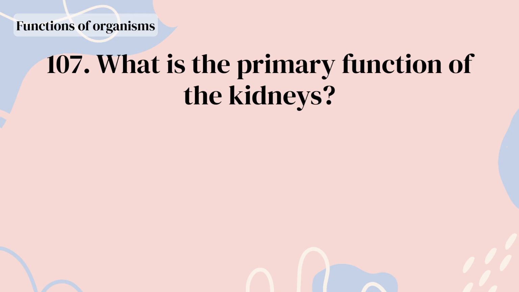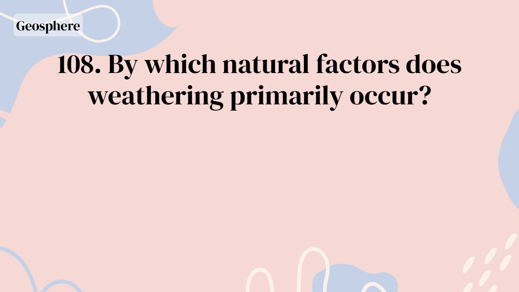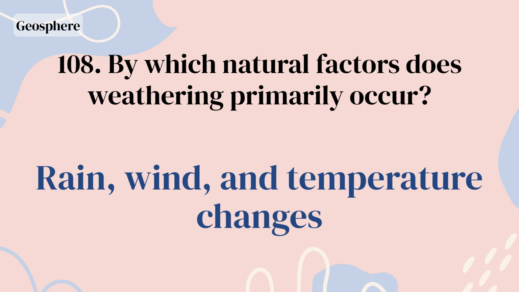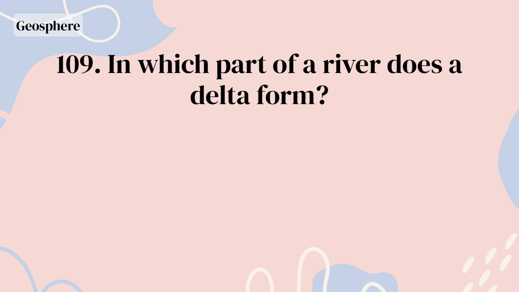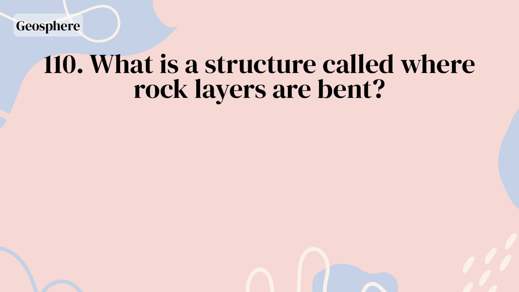What is the primary function of the kidneys? Removal of waste products. By which natural factors does weathering primarily occur? Rain, wind, and temperature changes. In which part of a river does a delta form? The downstream, lower course.